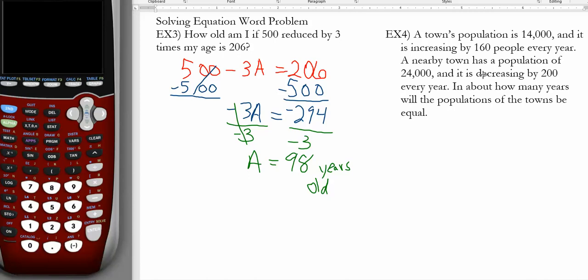Alright, so now we're going to talk about a town's population. I want you to notice we have first the 14,000 person town increasing by 160 every year. So that's going to be one portion of the equation.